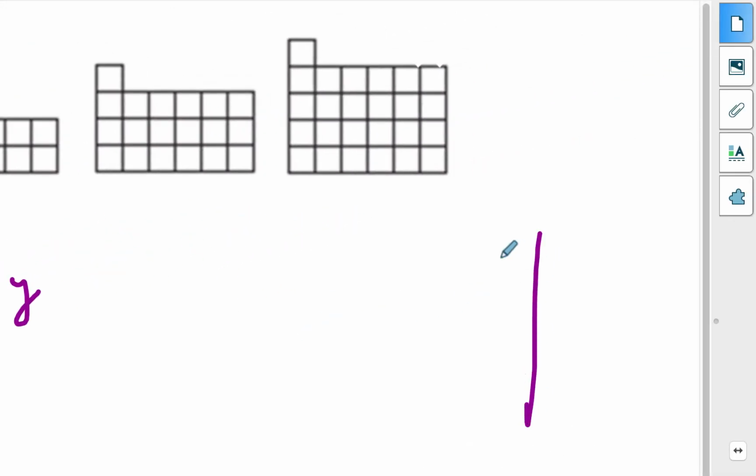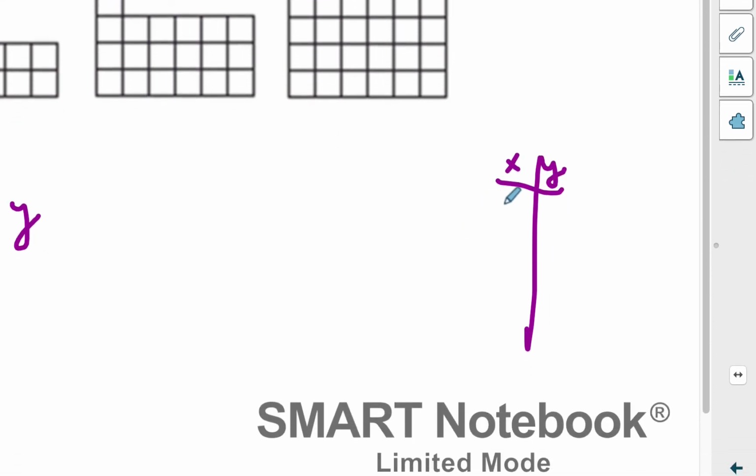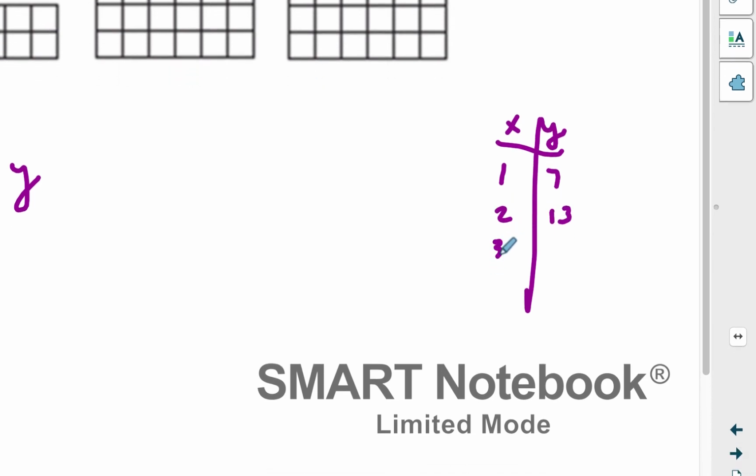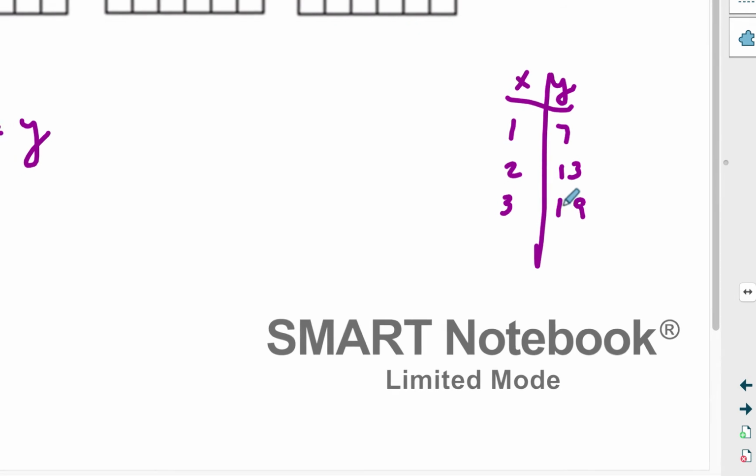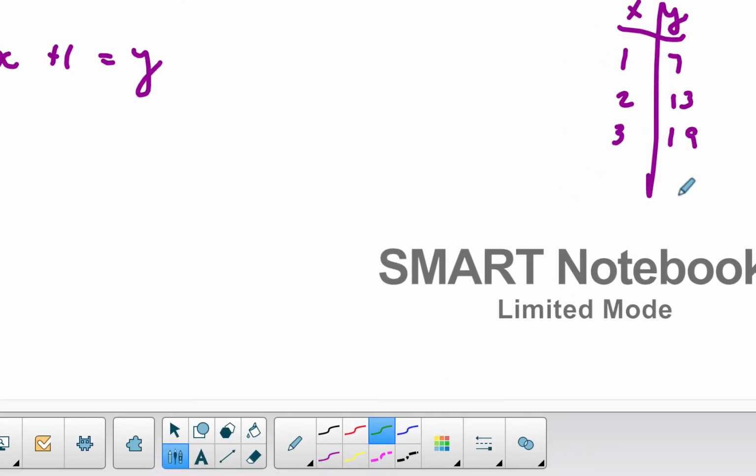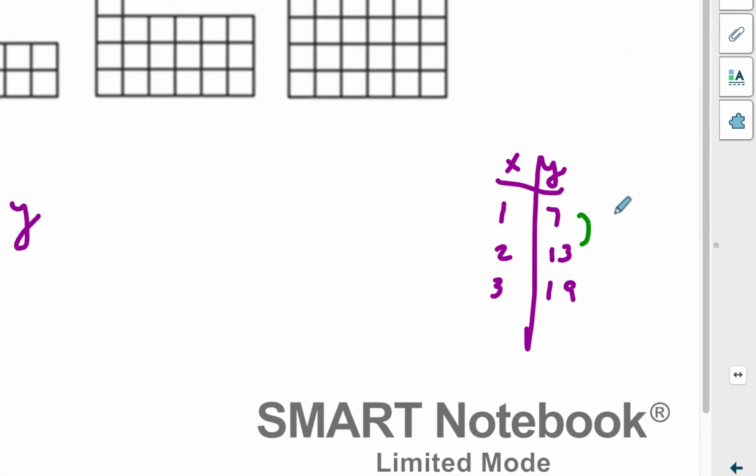If you don't see it in terms of a visual pattern, I always like to pull the information into a chart. So if I look at step 1, there's 7 blocks. Step 2, there's 13 blocks. Step 3, there's 19 blocks. And the change in y here is 6, it's increasing by 6. And that is a consistent pattern.